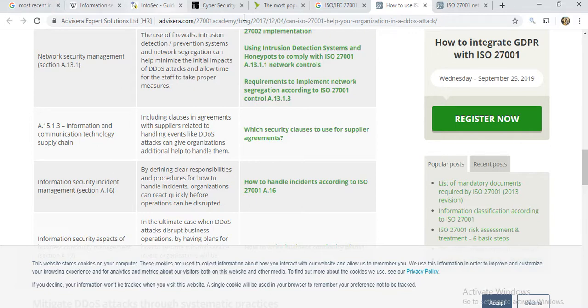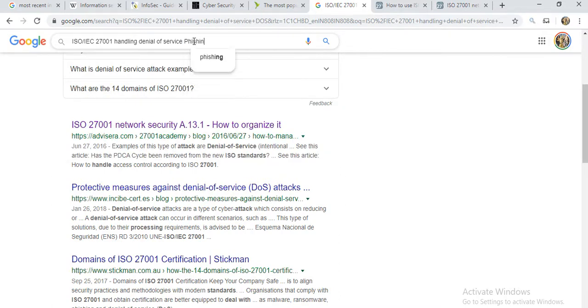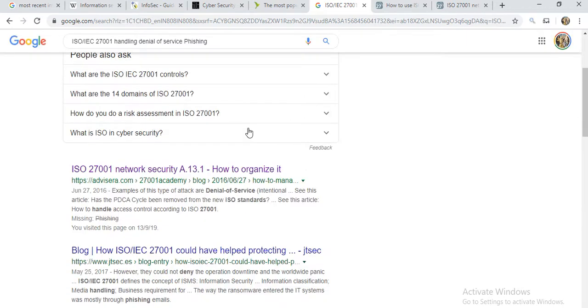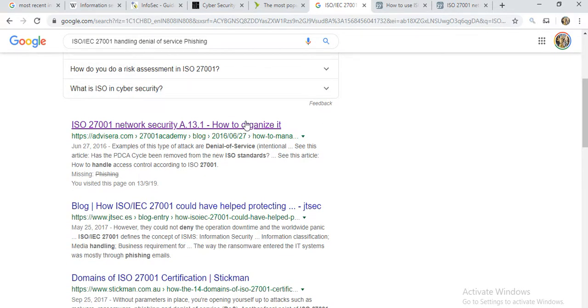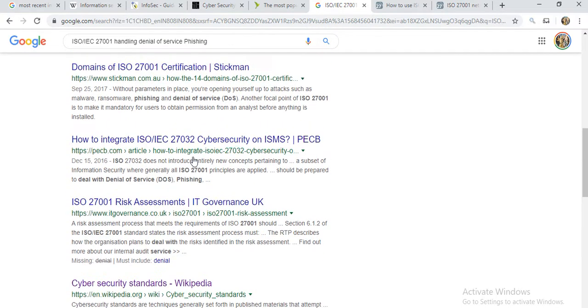For example, if you have a phishing attack, you get some sort of information related to it. All right. So go cross check for that information and write about it. Maybe 27001 might be using or 2000 about that one. Okay. So just cross check and write.